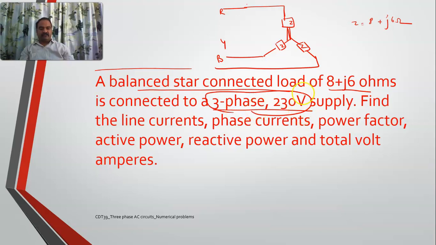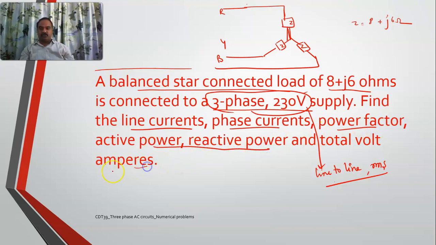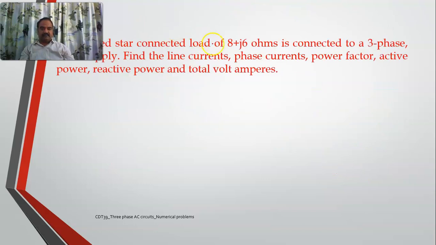See, always the mentioned value will be the line to line value, and it will be RMS. So when these things are given for you, you should determine the line currents, phase currents, power factor, active power, reactive power, and total power.